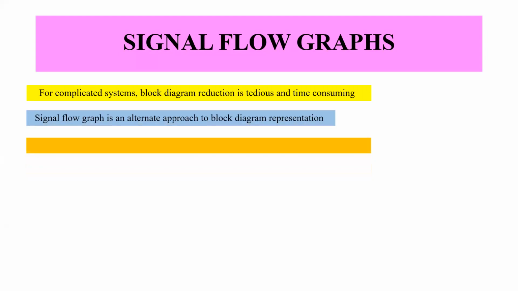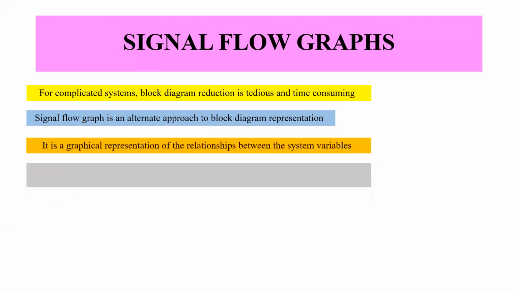So in place of that, we have the signal flow graph, which is an alternate approach to the block diagram representation. The signal flow graph is a much more convenient approach than the block diagram reduction technique. It is again a graphical representation of the relationships between the system variables, right?